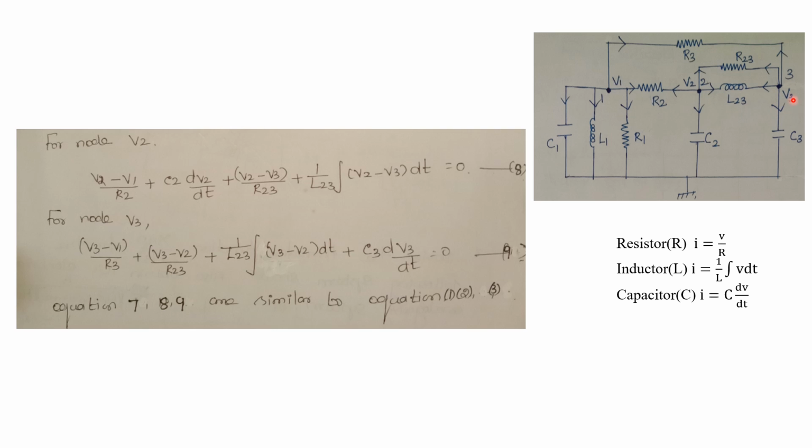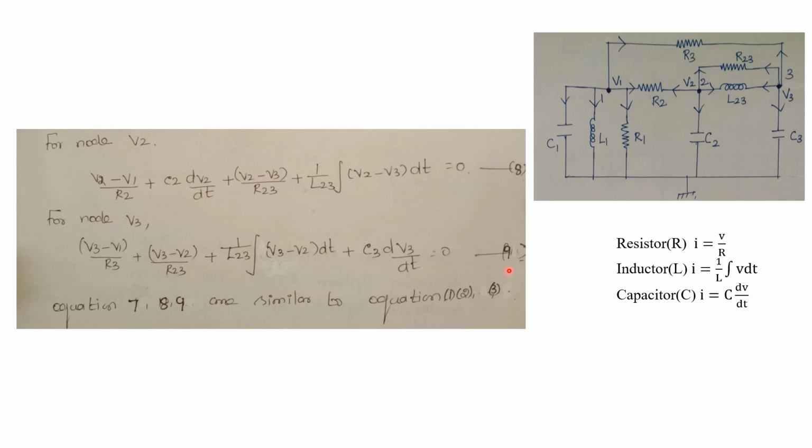So the last element is C3. What is the current flowing through the C3? C3 into, according to this formula, C3 into dV3 divided by dt. Here, the voltage drop across the C3 will be V3 minus 0, so directly we can write it as V3. dV3 divided by dt is equal to 0. There is no incoming current, so the right side will be 0.